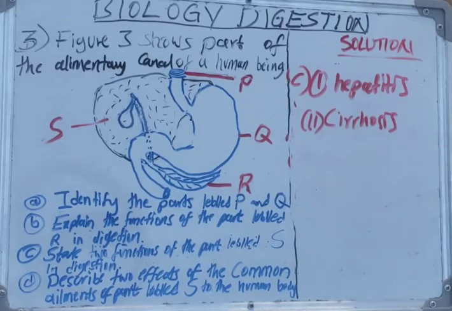Okay, so what is hepatitis? Hepatitis is the inflammation of the liver, as simple as that. Mainly it is caused by viruses. Then the second one, cirrhosis. Liver cirrhosis is when the liver hardens, the hardening of the liver. Mainly it is because of too much intake of alcohol. So these are the 2 diseases, or the 2 common ailments of the liver.